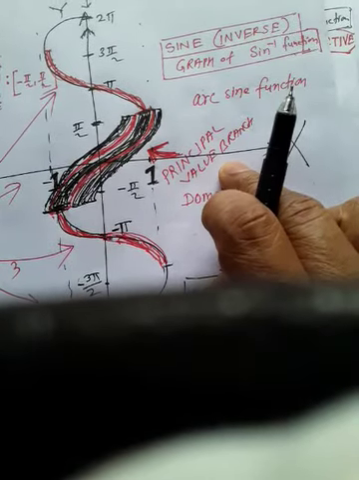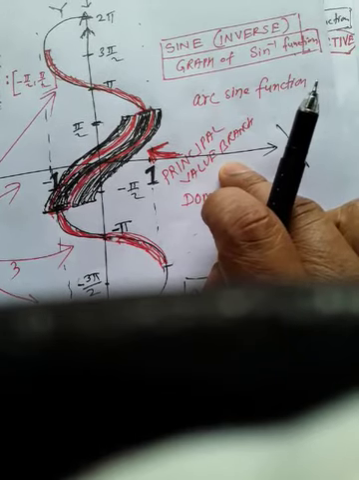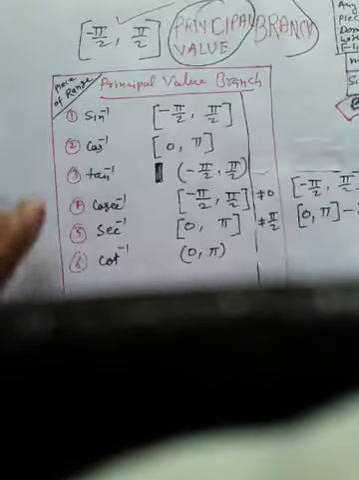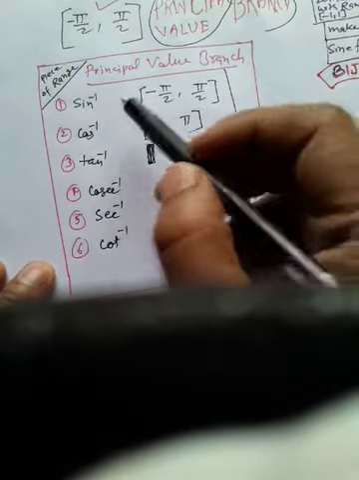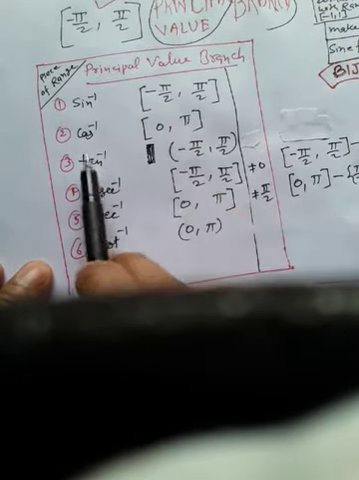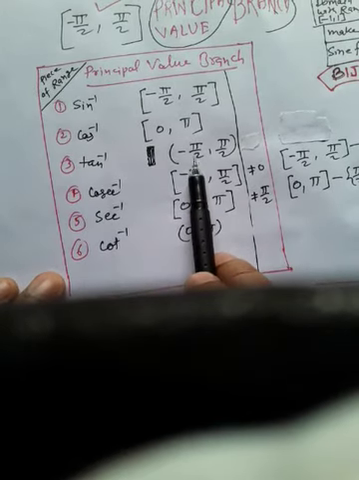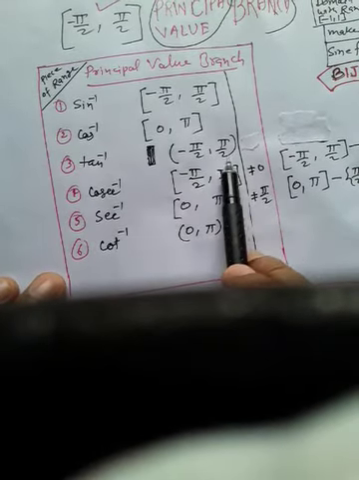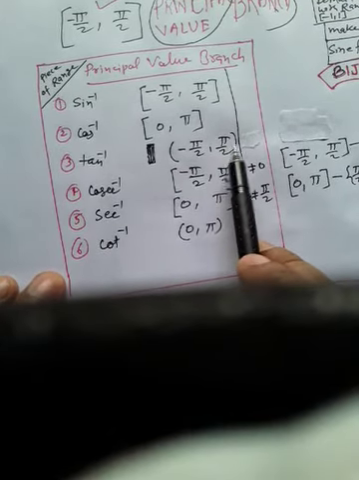Remember, principal value branch. What is principal value branch? For sin inverse, cos inverse, tan inverse, or all the inverse functions, you have to remember it, it must be kept in mind. So here I have listed the principal value branches. For sin inverse it is this, for cos inverse it is 0 to pi, for tan inverse it is minus pi by 2 to pi by 2, and remember this is a small bracket. It means you are not taking this and this. Minus pi by 2 and pi by 2 are both excluded.